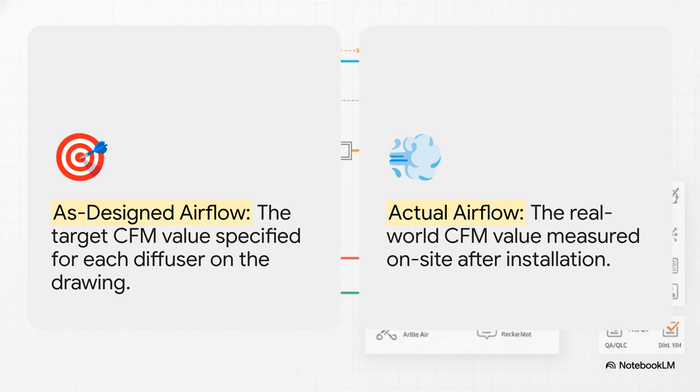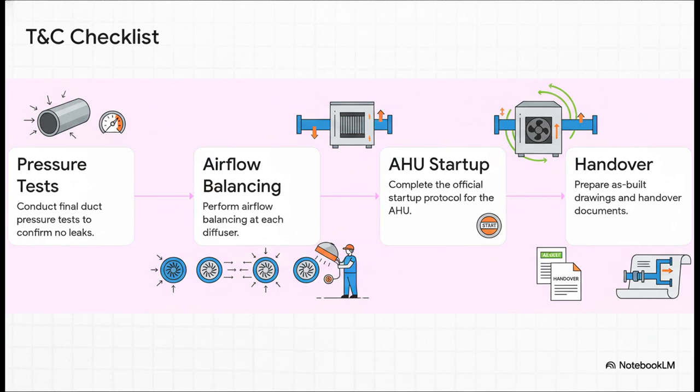It's a game of precision. And this process follows a very strict checklist. We do our final pressure tests to make sure there are 0 leaks. We perform the airflow balancing we just talked about. We follow the official startup protocol for the AHU to the letter. And finally, we prepare the as-built drawings that show the final installed condition and hand over all the documents, which officially closes out the project.